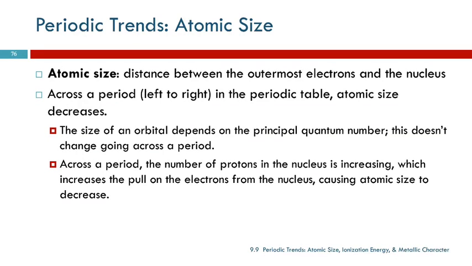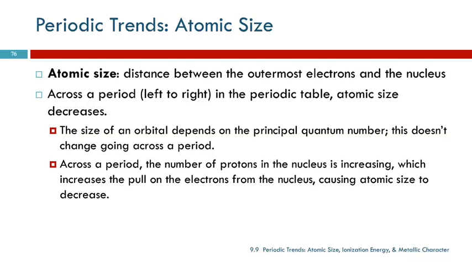So there are some periodic trends. These are trends, there are exceptions to them, but it can be helpful to have a general idea of these things. So atomic size, how big is the atom? One way to think of this is the distance between the outermost electrons and the nucleus, essentially the radius.